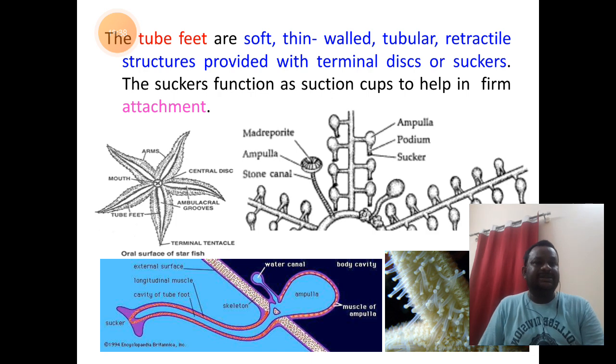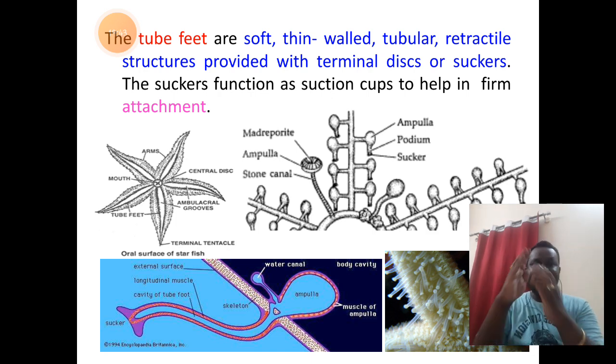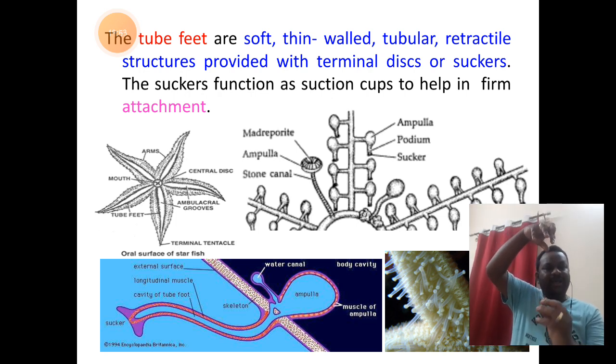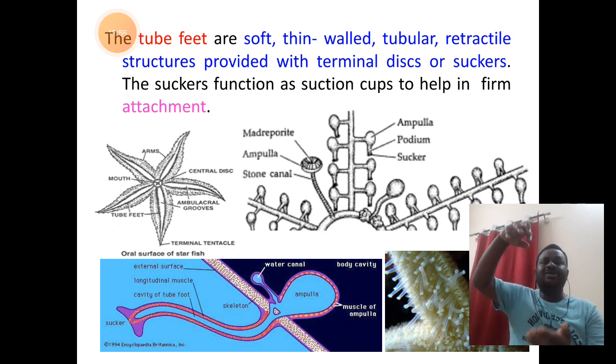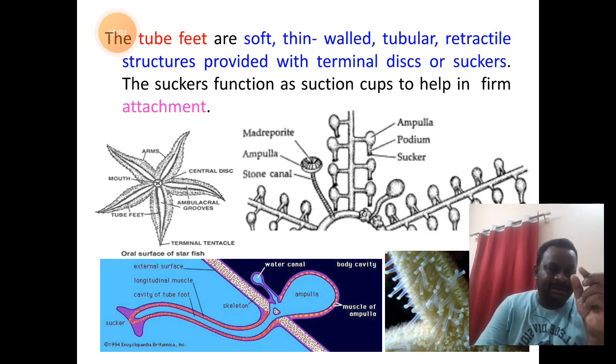These structures have towards their terminal region the sucker. So each of the tubes, when you look at it, has a bulbous ampulla. Down is a short tube called the podium. The podium will end up with the end part of the tube foot called the sucker. So you can see the labeled diagram towards the right side of the upper picture of the slide.